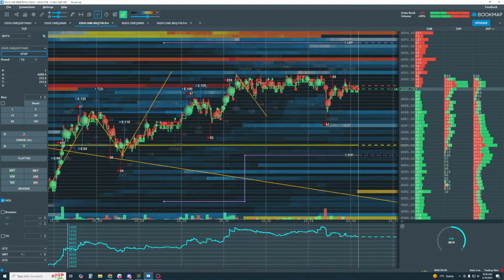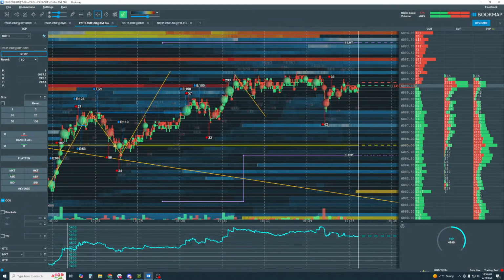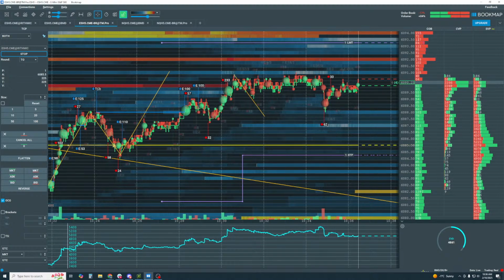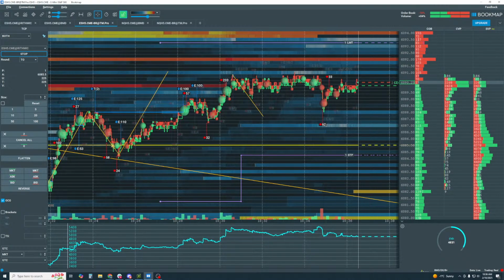Let's see, Leah. How do we determine imbalance in Bookmap order book imbalance? Yeah, sure, I can explain this. And then let's see, Shark.